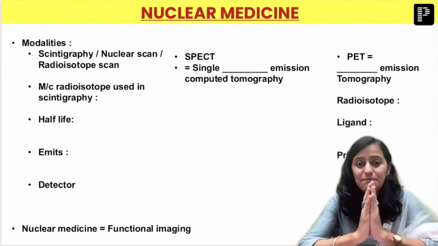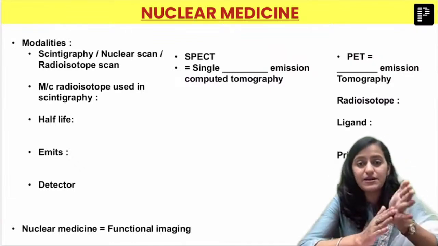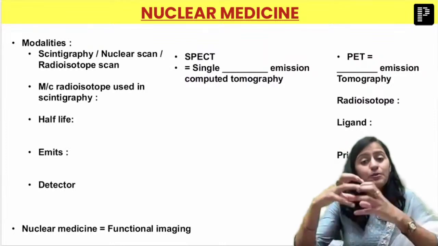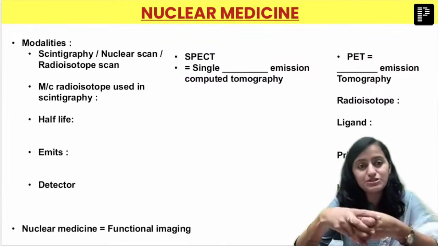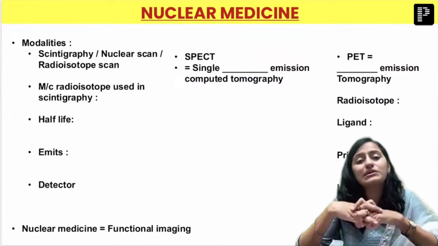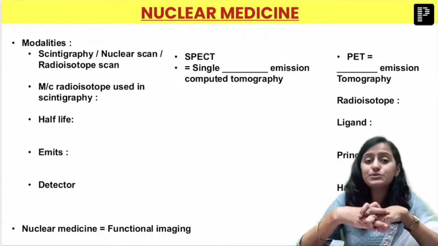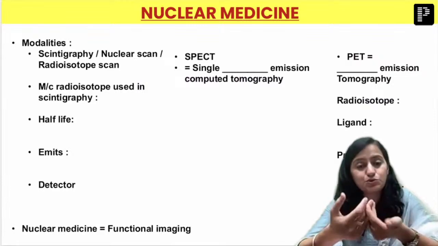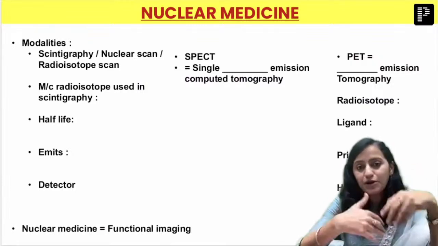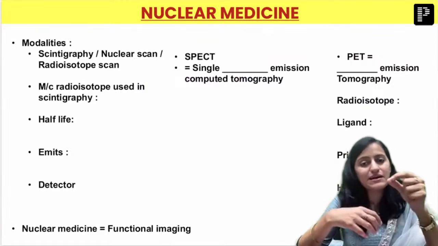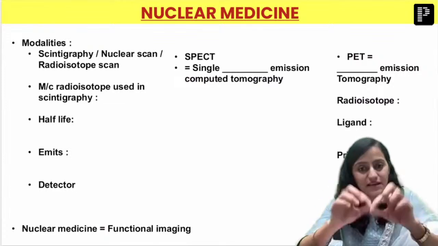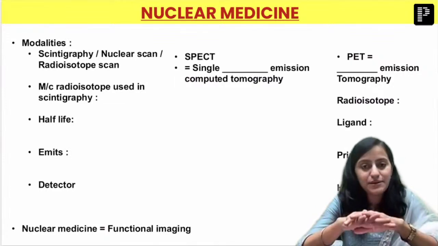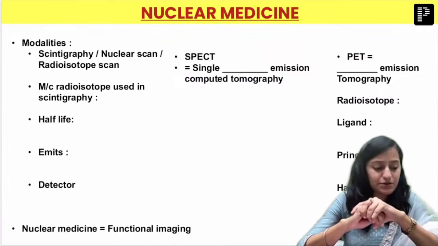I hope this example gives you the clear difference between what radio diagnosis is about and what nuclear medicine is about. When you want to do functional imaging, that is where the role of nuclear medicine comes in. And nuclear medicine gives you functional imaging by using radioisotopes. Radioactive iodine itself is a radioisotope. It is taken up by the thyroid, so it is used for the thyroid scan. Similarly, you have this.